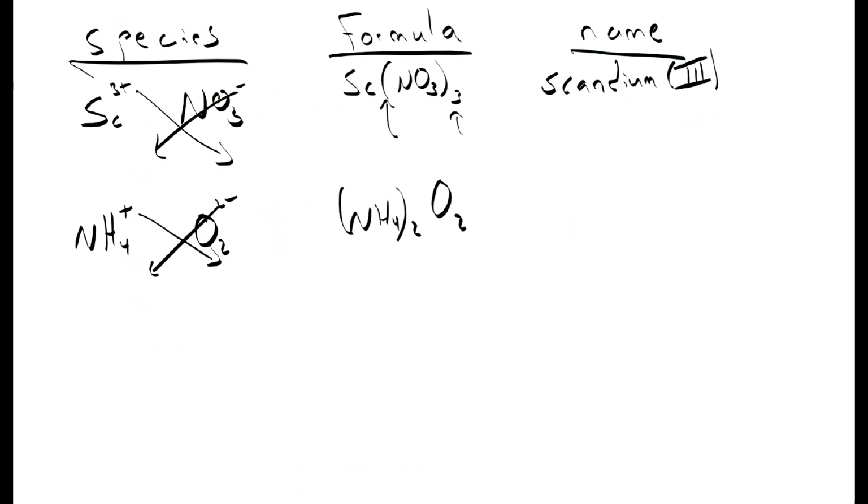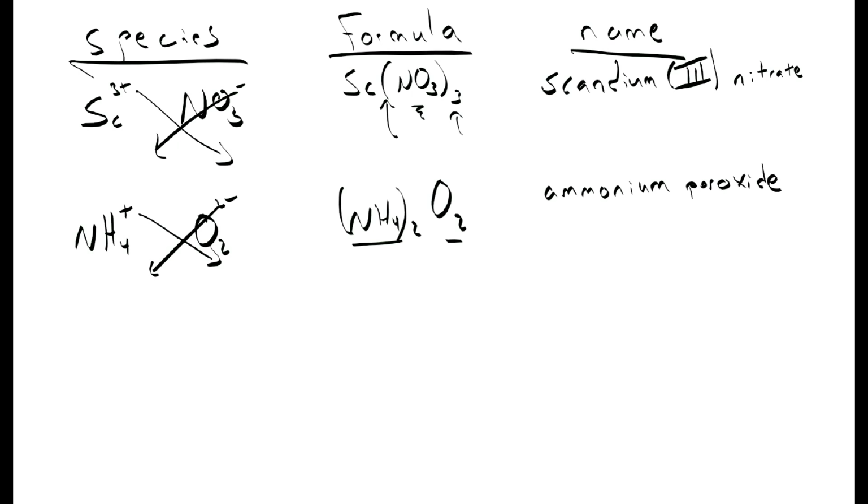And then we need the name of this polyatomic ion, and I'll save us from looking it up on a list. It is scandium 3 nitrate. And then down here we have 2 polyatomic ions. This one is ammonium. And this one here is peroxide.